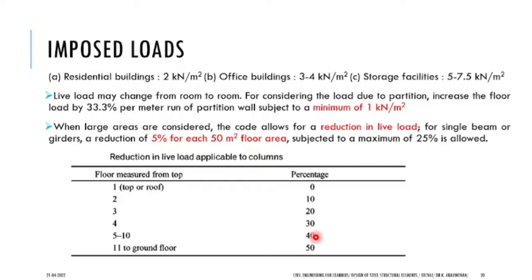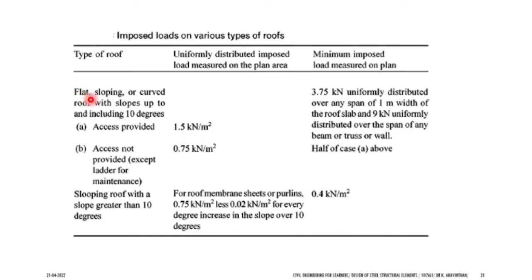So in order to reduce the material cost, reduction of the loads can be done. This is what the code book gives. If you have a flat, sloping or curved roof with a slope or inclination of about 10 degrees, like an RCC flat roof, or you might have a small tapering in your roof, the uniformly distributed imposed load you can take as 1.5 kilonewton per meter square.